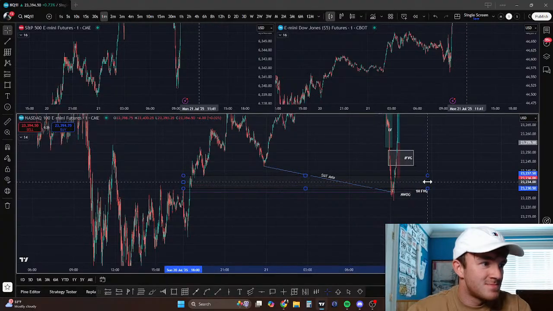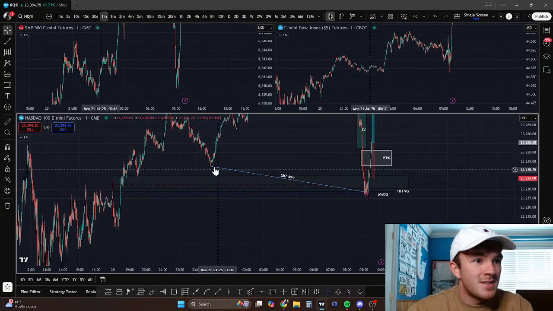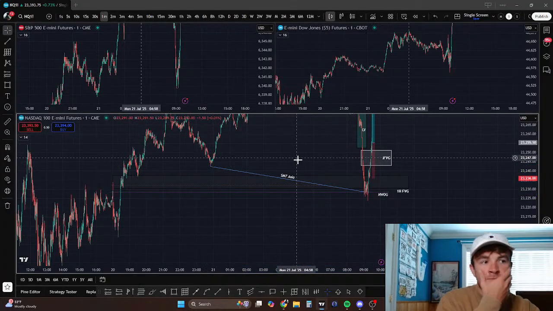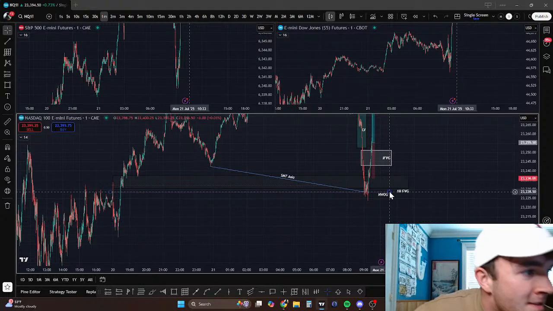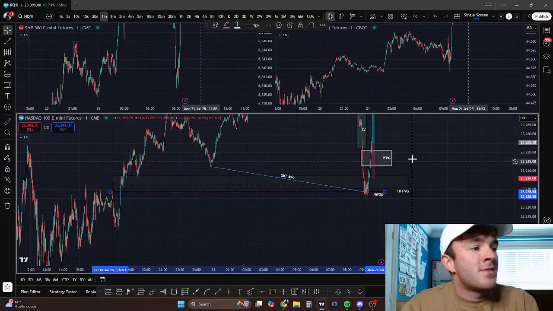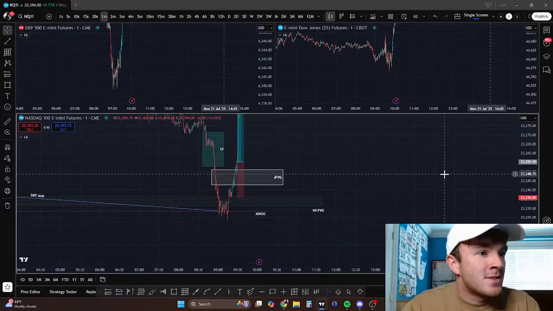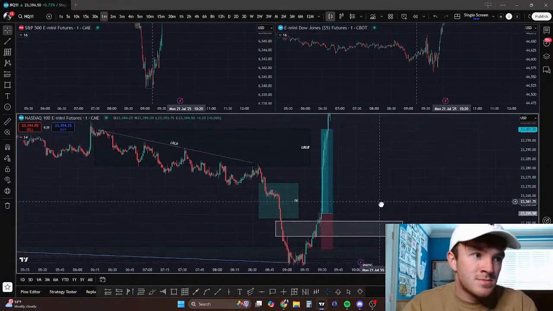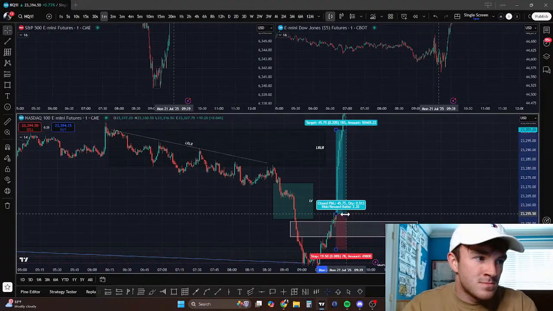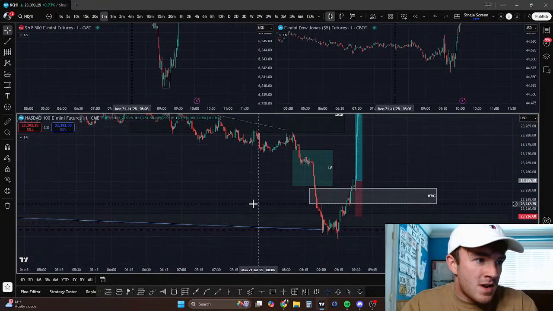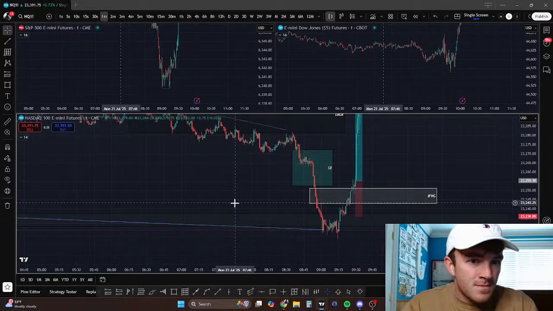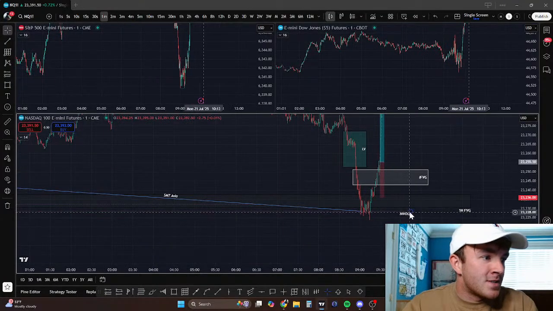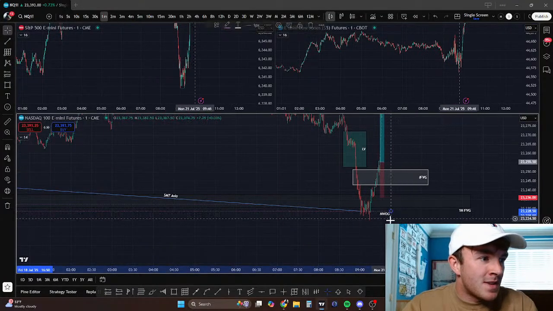Yeah, well, you can trail your stop and leave runners, and it's not terrible to leave runners. You just have to do it in a way that makes sense. It's all about position management. Yep, exactly. Just don't take losses, man. That's the best thing you can do.